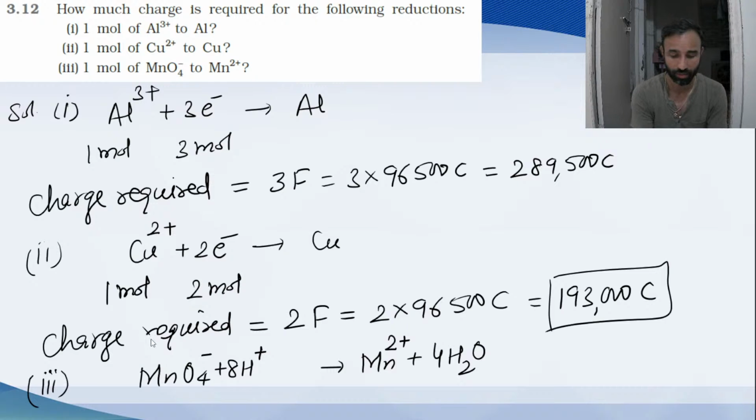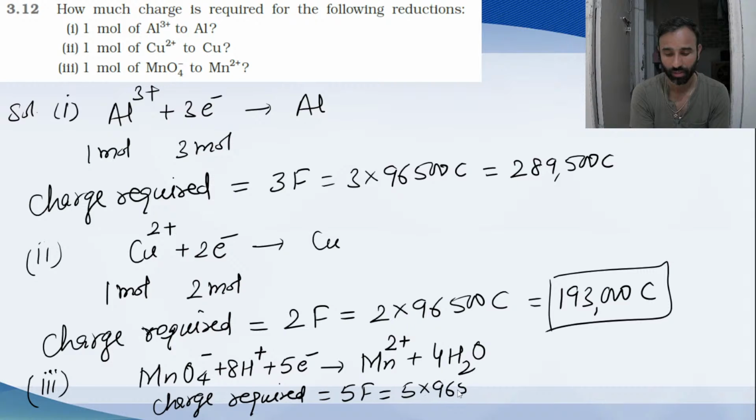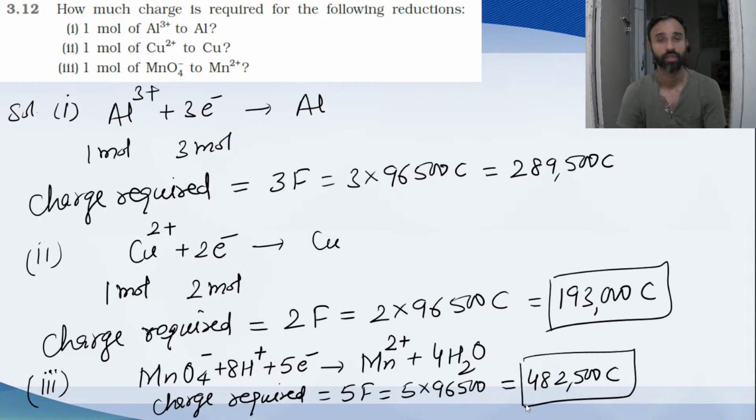See, on the left side there is 7 positive charge, on the right side there is 2 positive charge. Just add 5 electrons. So that means charge required is 5 Faraday. That is 5 into 96500, that is 482,500 Coulomb. So this is question number 12.